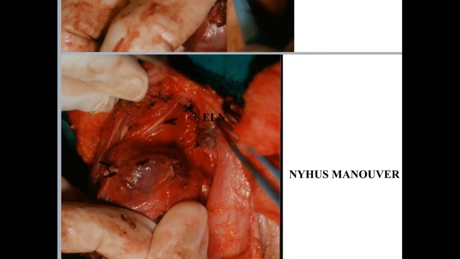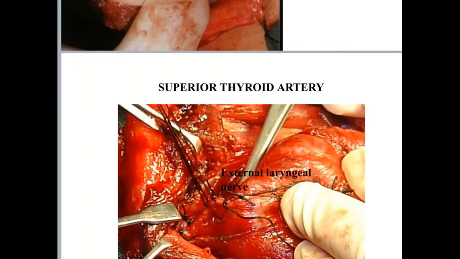Must be seen in all the cases. We're soon going to publish our data that's seen in more than the percentage that the literature reports. Isolate the artery and the veins separately, and ligate the artery and the veins separately, because if you ligate them together, the chances of taking the nerve along are higher, plus you can produce an AV fistula, which should be avoided.